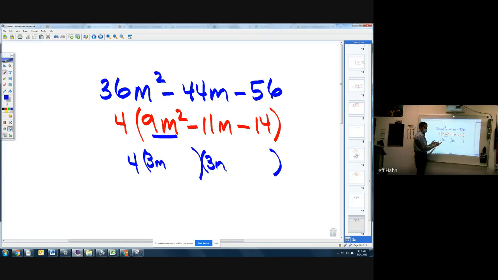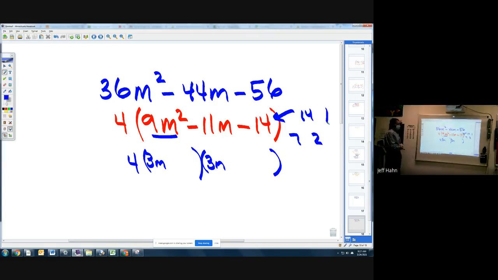But this might not be right. You may not be able to do it with two 3s there. Maybe it is 9 and 1. I don't know. I don't even have the answers here. So then I have to think, what times what gives me 14? 7s and 2s, or 14s and 1s?